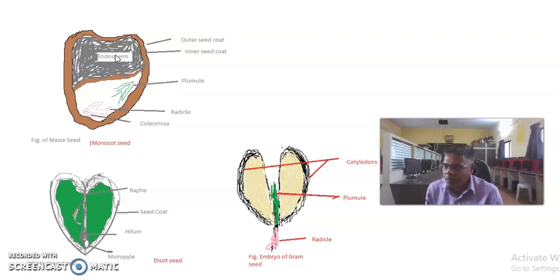Next one is the jowar, bajra, maize, wheat, which are endospermic seeds. And the second one is classified as a non-endospermic seed. In this seed, the cotyledons serve as a storage organ. These are the two cotyledons, and they serve as a storage organ of food material.